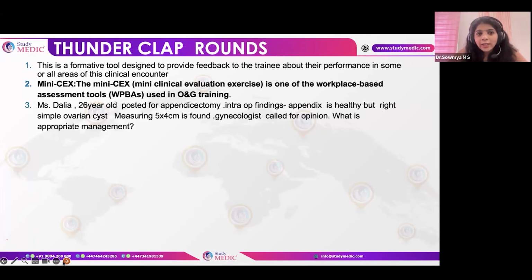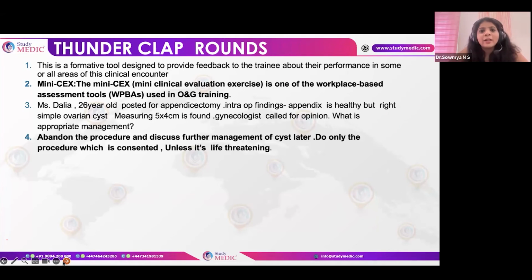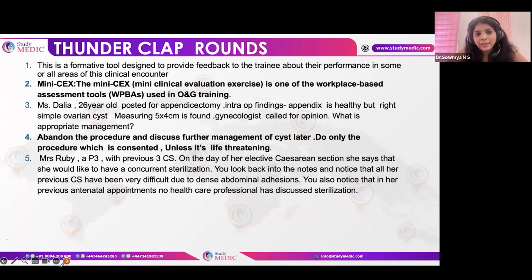And the next one is Dahlia, a 26-year-old posted for appendectomy. The appendix is healthy, but a right simple ovarian cyst measuring 5 by 4 centimeters is found. The gynecologist is called for opinion. What is the appropriate management? Similar to the previous one, but in a different way. You haven't taken consent, so abandon the procedure. You won't do anything about the cyst. You will discuss the cyst management later in the OPD. Obviously, you would only be doing procedures that are consented to, unless it is life-threatening.